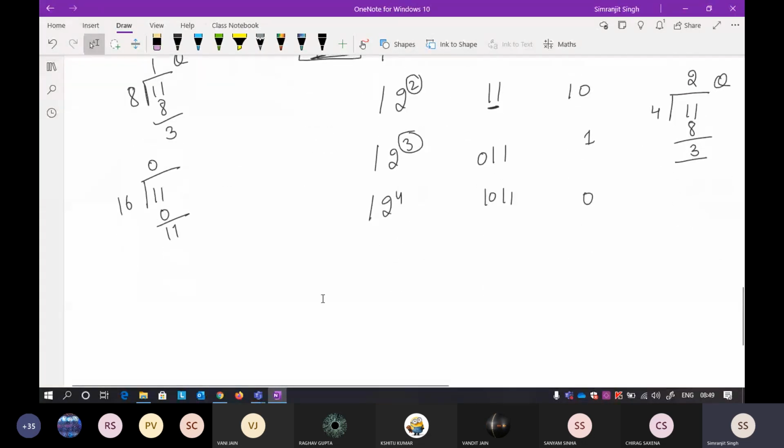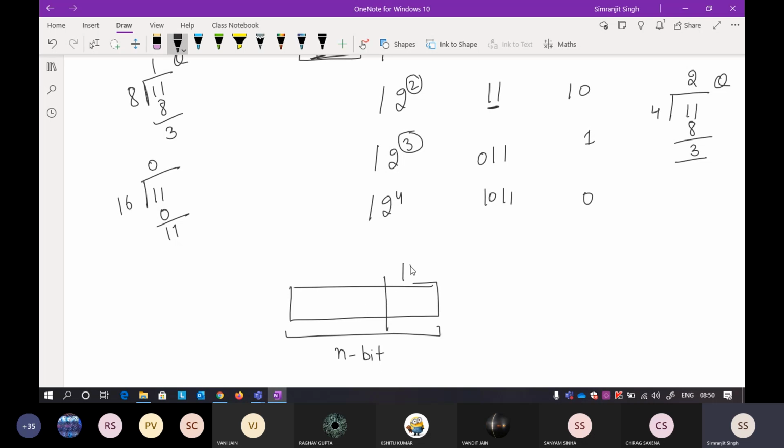Okay, so if I just generalize it, say that again, I have an address space of n bits. Again I'm taking the same thing. If I have an address space of n bits, and if I reserve some k bits, this particular part will be n minus k bits.